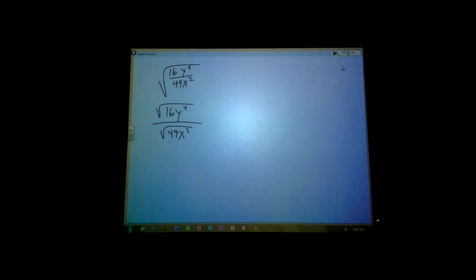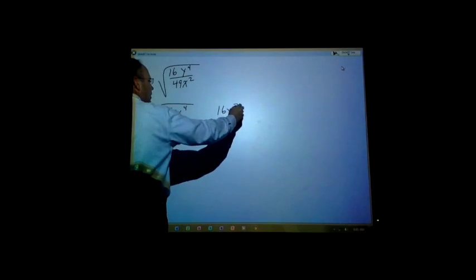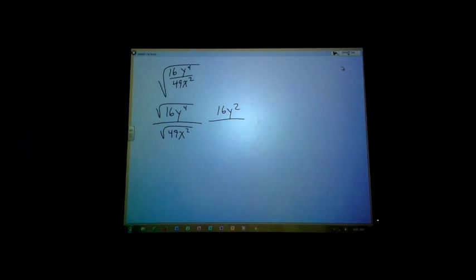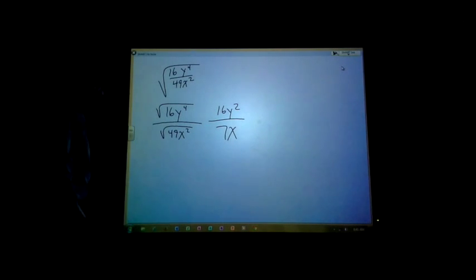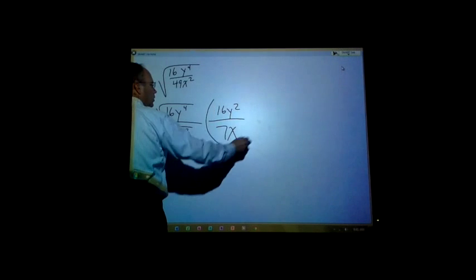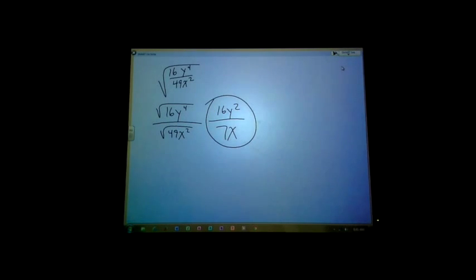What's the square root of 16? What's the square root of y to the 4th? Y squared, good. So on top I get 16y squared. What's the square root of 49? Square root of x squared? No, just x, right? So I'm looking for pairs. I cannot reduce 16 over 7. I don't have any tug of war because I have different letters. That answer's done.